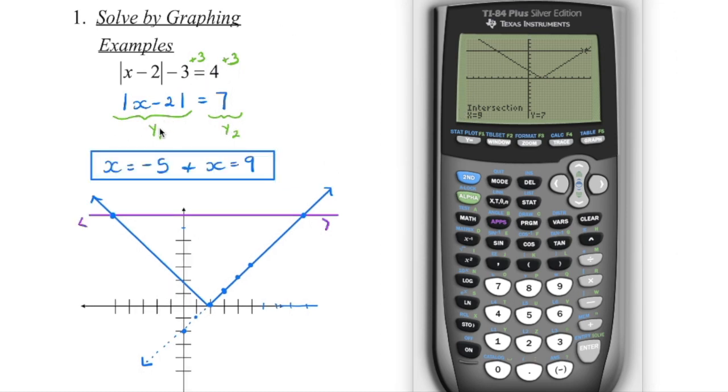And then always make sure you verify. So if x is negative 5, substitute it back in. Negative 5 minus 2 is negative 7. The absolute value becomes positive 7 minus 3 is 4.